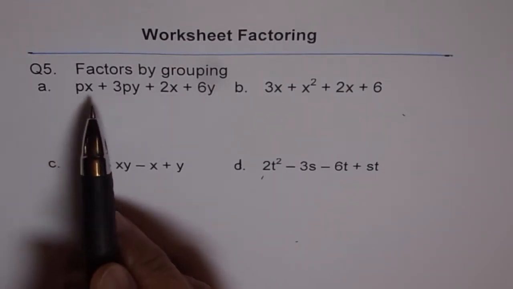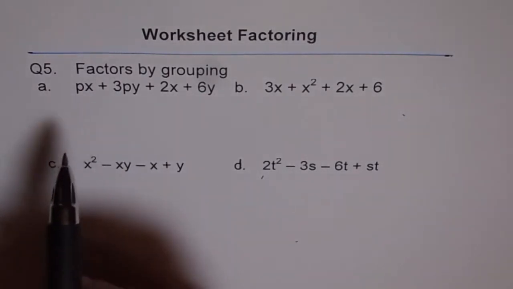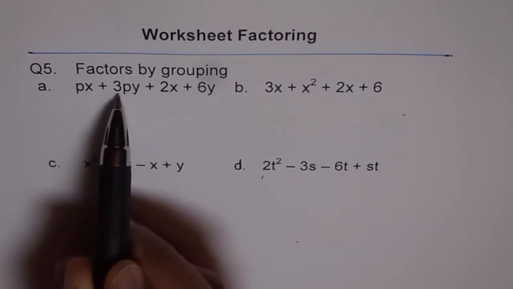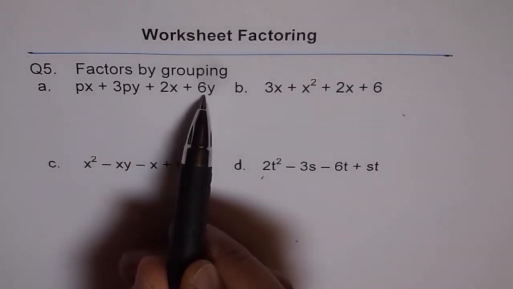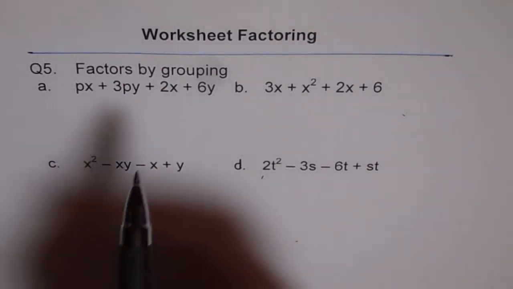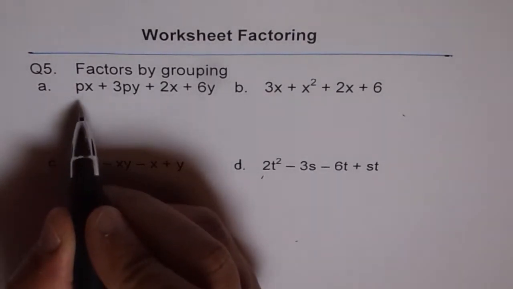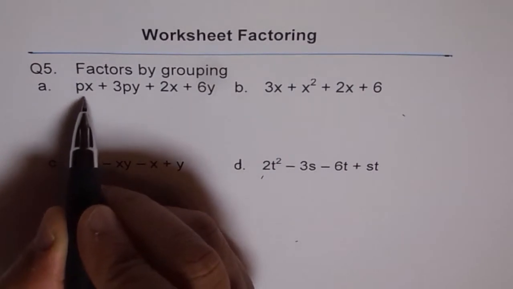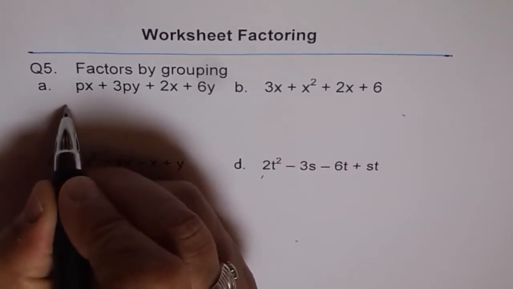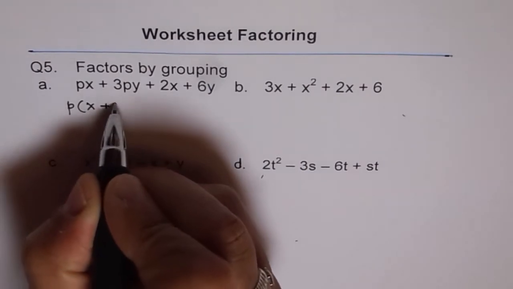A. px + 3py + 2x + 6y. So here we see a trend. This term is 3 times p, right? And this is 2 times 3 is 6. So we can group the first 2 terms and the third and fourth term to factor this. If we see the common factors in the first and second term, we will find p as the common factor. So we can factor out p and then write x + 3y.